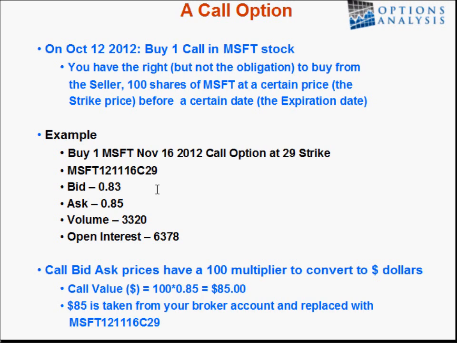The bid-ask prices have a 100 multiplier to convert to dollars. To convert the 0.85 of this call option to how much it actually cost you, you multiply it by 100 and you get $85. $85 is what will be taken from your broker account and replaced with the Microsoft Strike 29 call option.